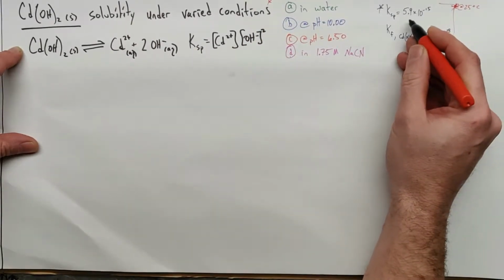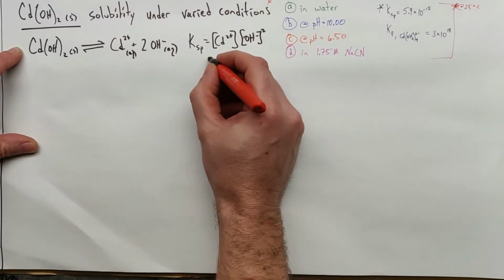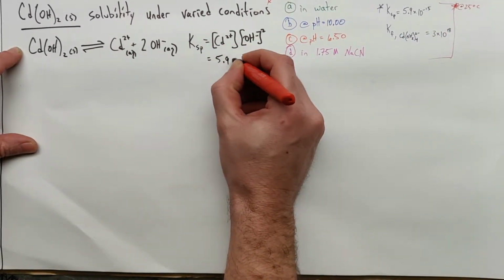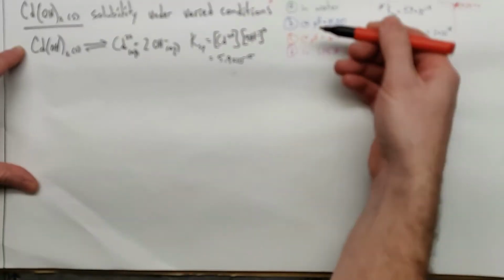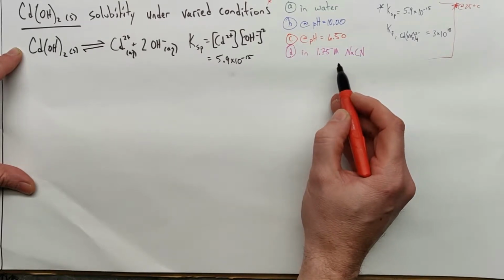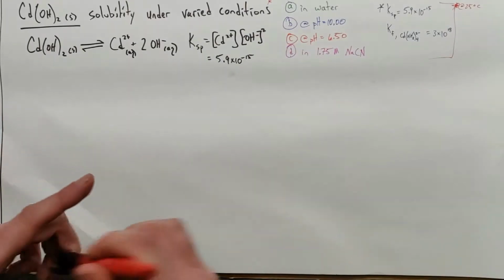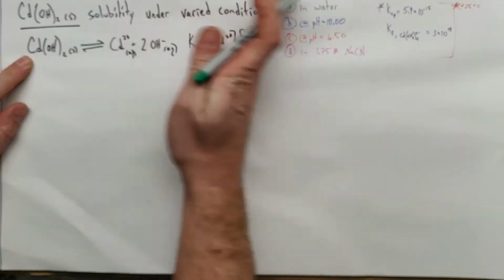And that number happens to be 5.9 times 10 to the minus 15th. And I can write that right here, 5.9, 10 to the minus 15th. So this is the basic equation we'll be using for these first 3 scenarios. And we'll have to do a little more work for part D. But let's start with the root idea, which is solubility in water.